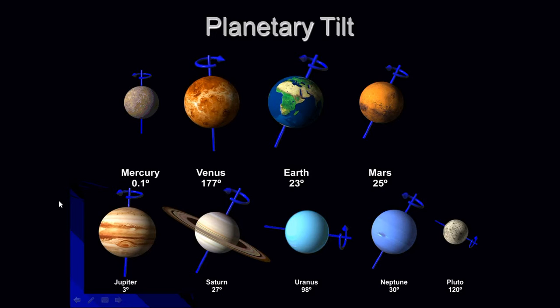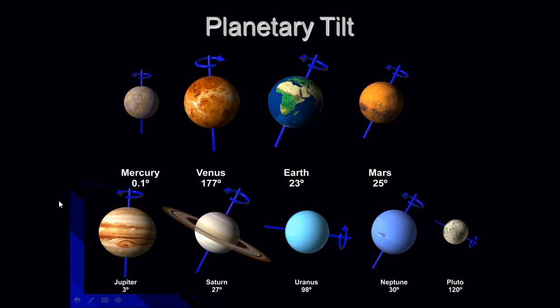Jupiter has 3 degrees. Saturn is 27 degrees. Uranus is 98 degrees. And Neptune has 30 degrees. And if we were including Pluto as one of the planets, it has a 120 degree tilt. So this talks about the tilts of the planets and how they rotate. And basically, they have an interesting setup for a few of them.